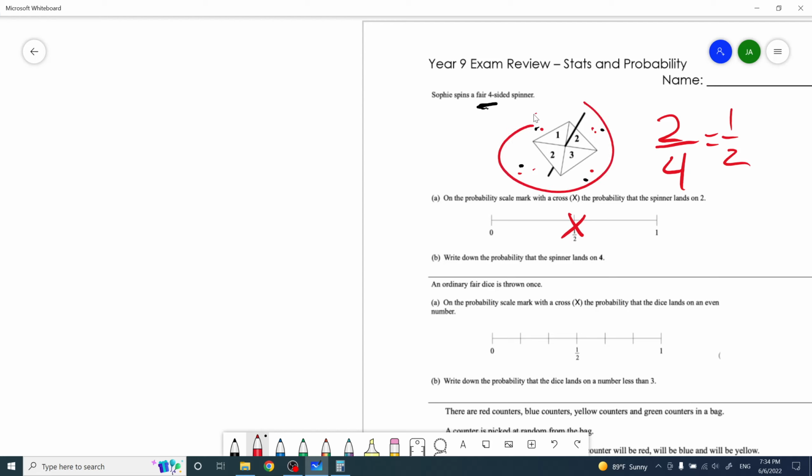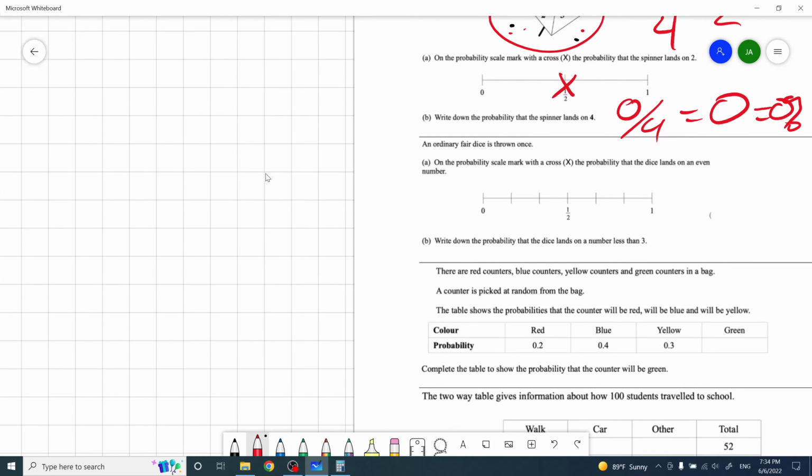For part B, write down the probability that the spinner lands on 4. I don't see a 4 anywhere on here, do you? There's no 4. So since there's no 4, that means it is impossible. There is a 0 out of 4 chance of that happening. You could say this is just 0, or you could even say 0%. All right? However you look at this, it's not going to happen. Moving on down to the next one.